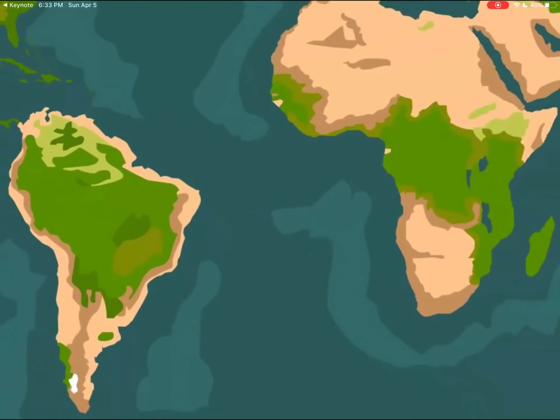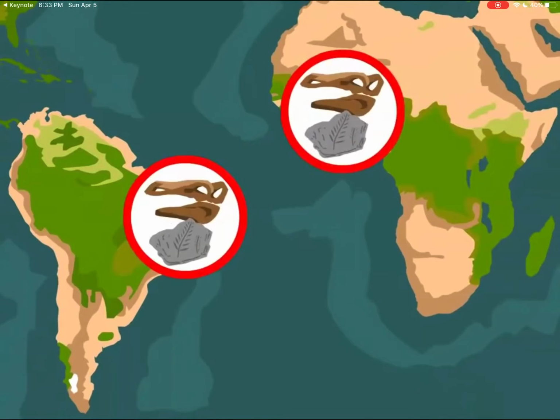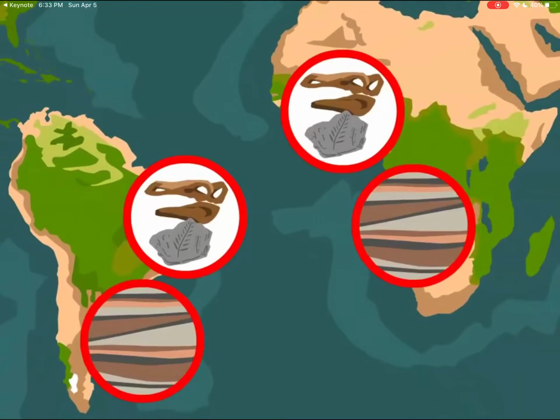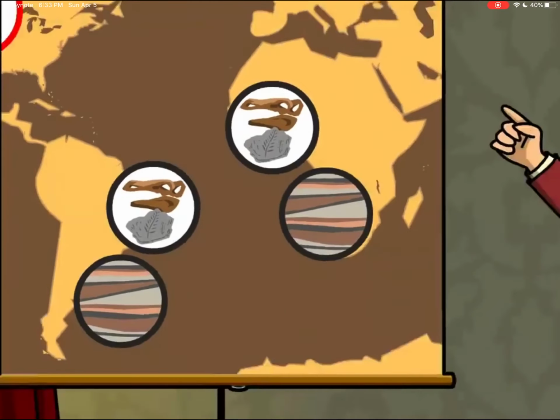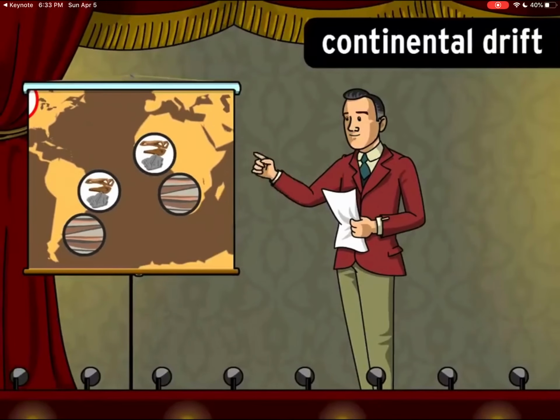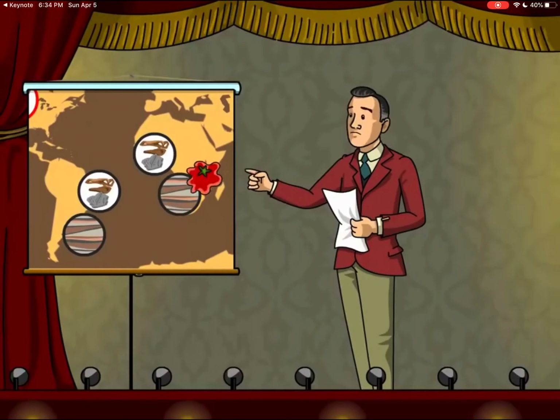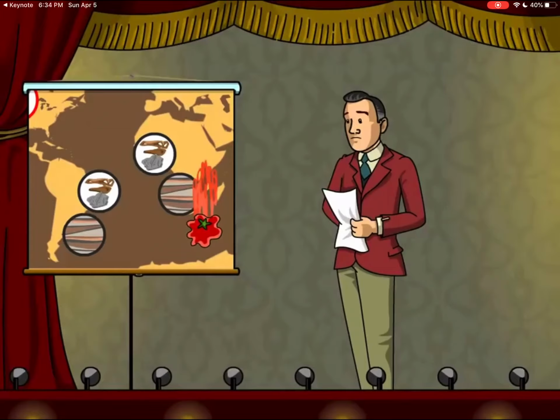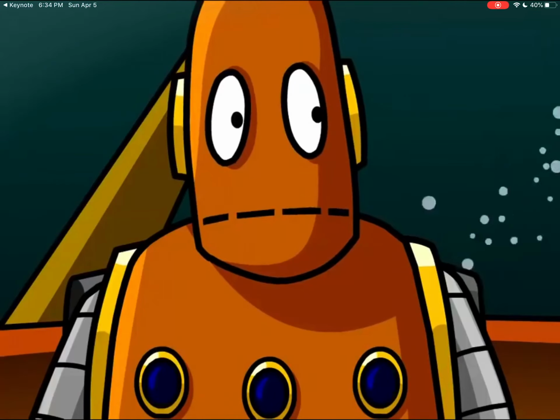But there was some evidence to support his idea. Fossils from similar plants and animals had been found oceans apart. The age and type of rock layers matched up too. Wegener's theory of continental drift provided an explanation, but his ideas weren't taken seriously until long after he died.